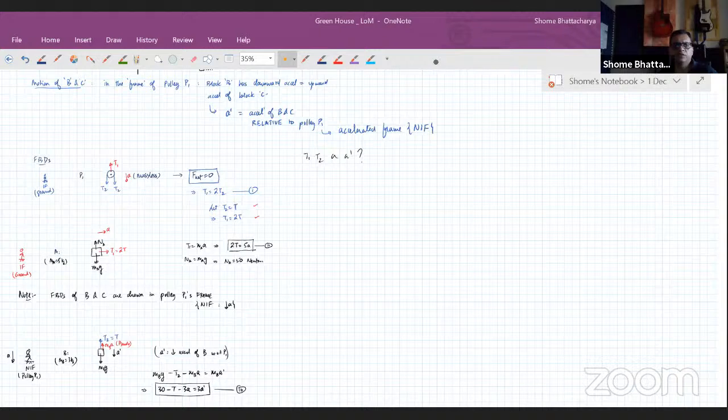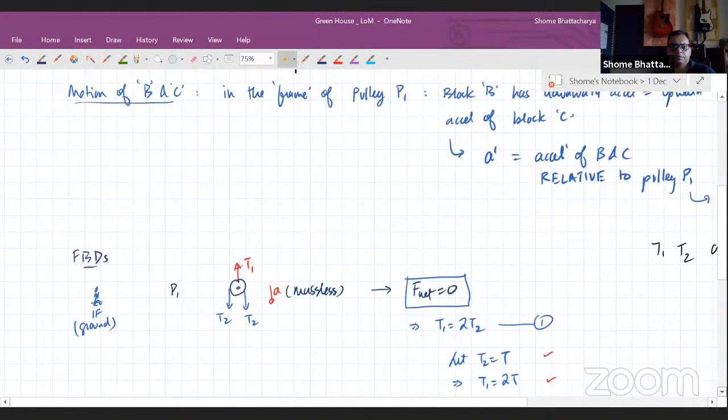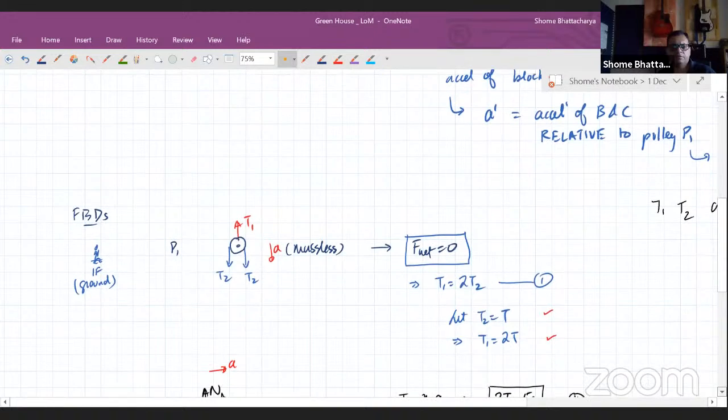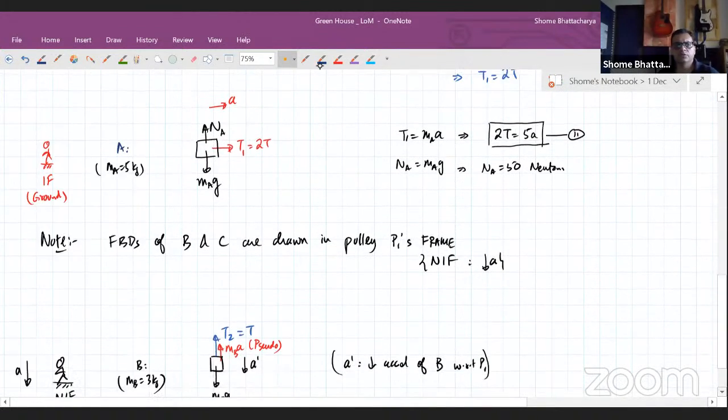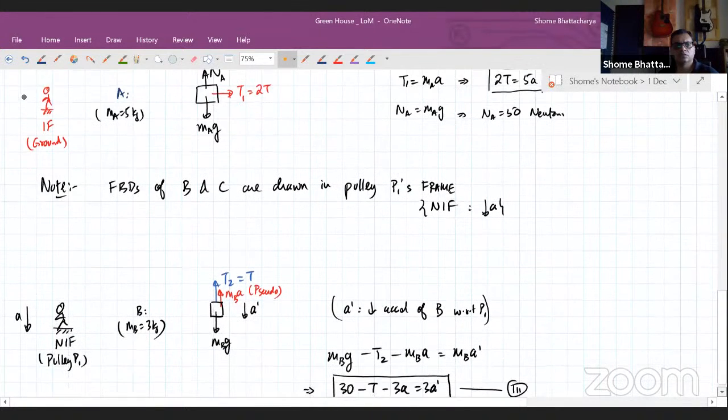Yeah, so Vashish, if you finish, now solve them to find out A first. Solve the equations first of all to find out the acceleration A and then solve A prime. And from that we will get the acceleration of each of the blocks in the ground frame. So let's come to the free body diagram of the block C.